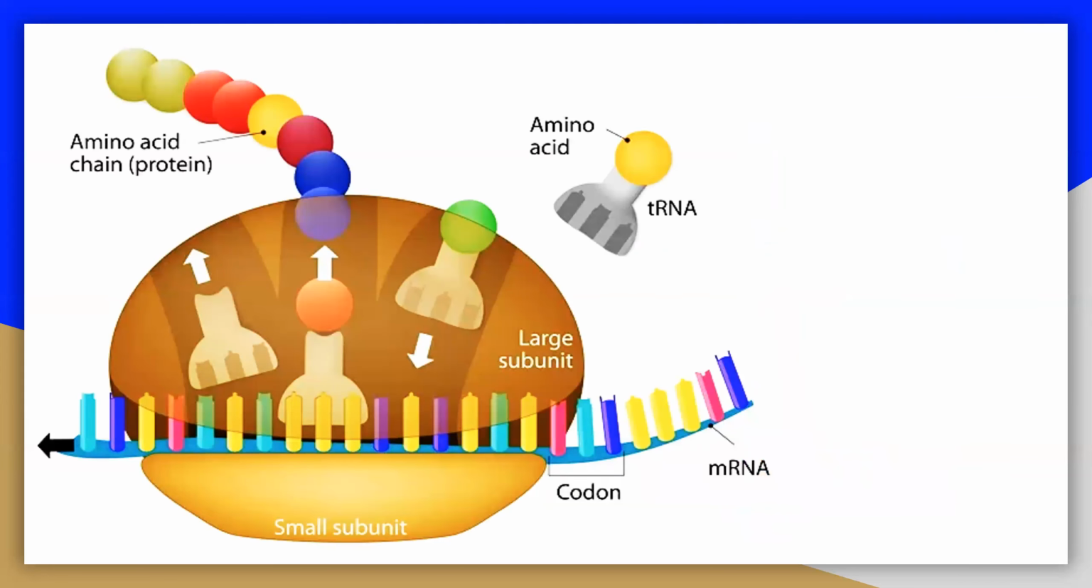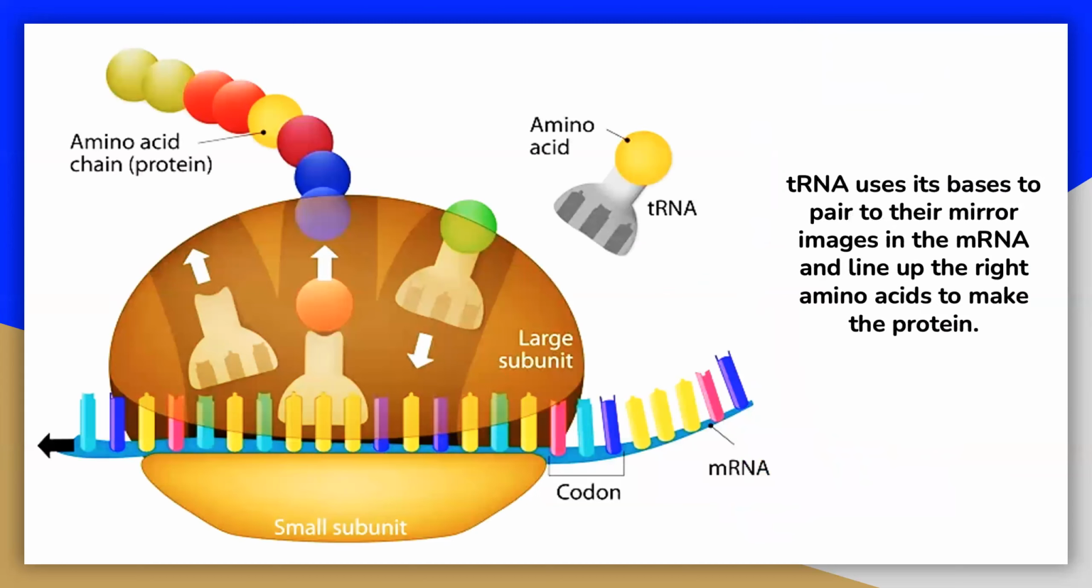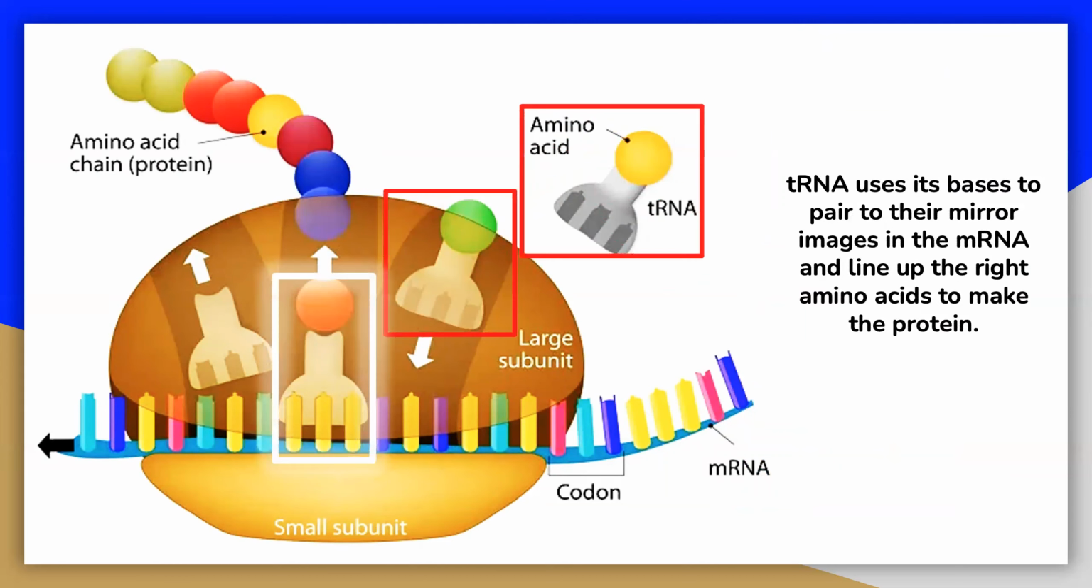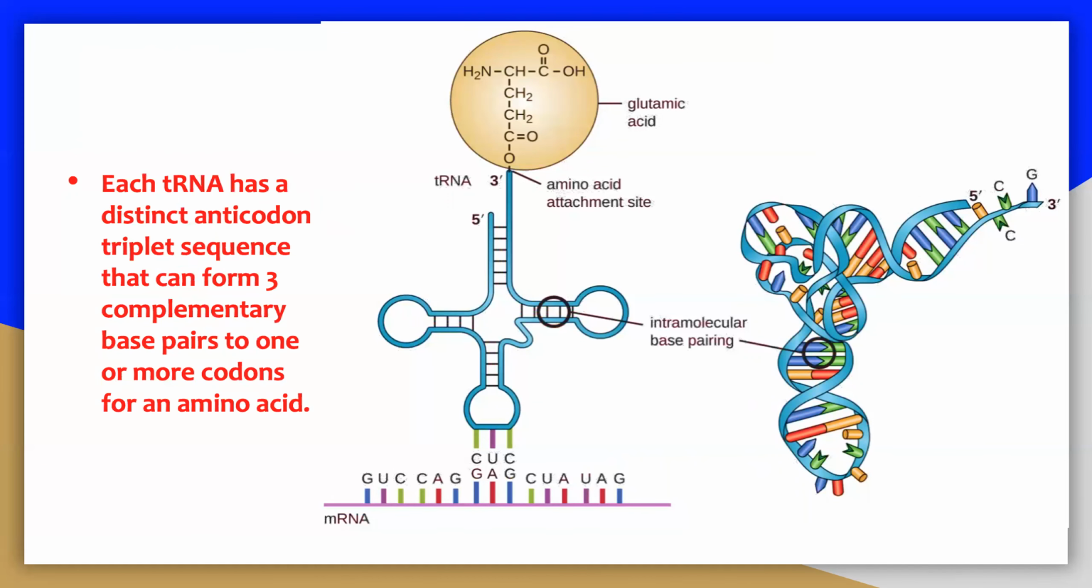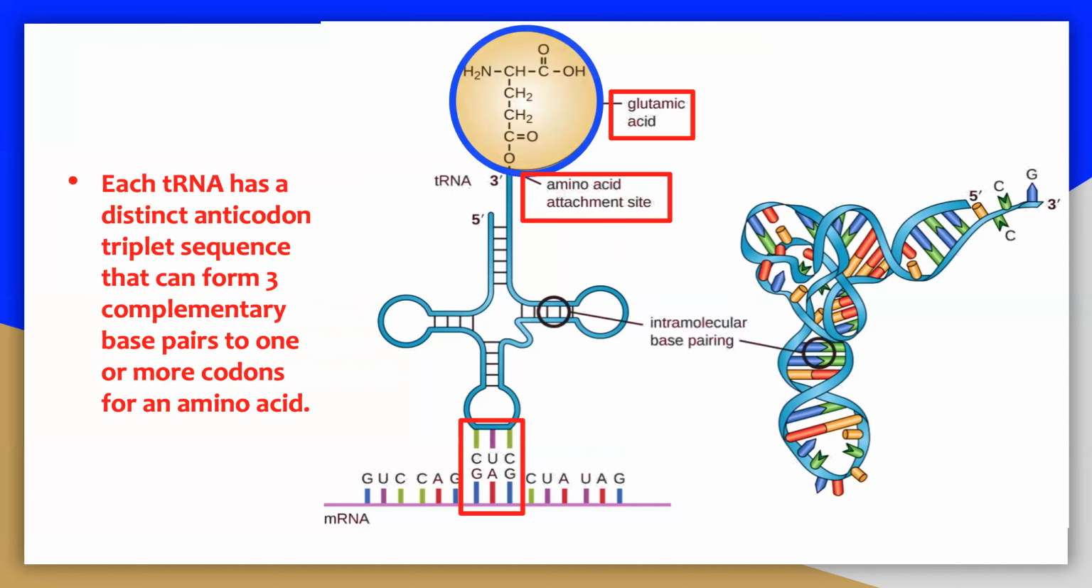Consequently, the messenger RNA is read according to the genetic code, which relates the DNA sequence to the amino acid sequence in proteins. Each group of three bases in messenger RNA constitutes a codon, and each codon specifies a particular amino acid. Each tRNA has a distinct anticodon triplet sequence that can form three complementary base pairs to one or more codons for an amino acid.